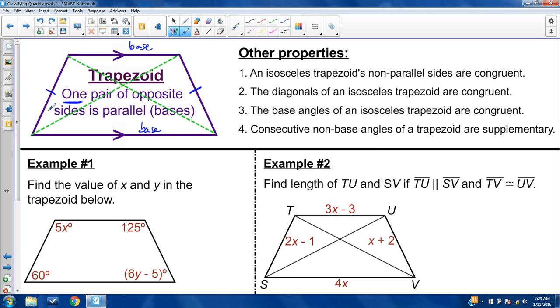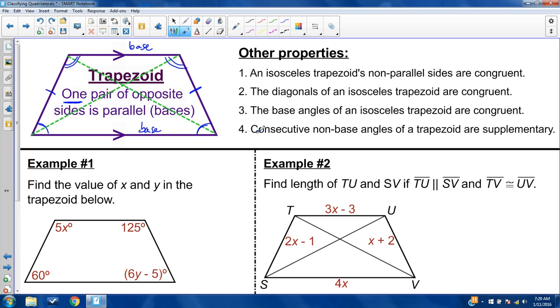In my case, these are not parallel, but these lengths are congruent. The base angles of an isosceles trapezoid are congruent. So here is a pair of base angles right here and right here. These two are congruent to each other. These two up top are a pair of base angles. These are congruent to each other. They're not necessarily congruent to the other guys down here.